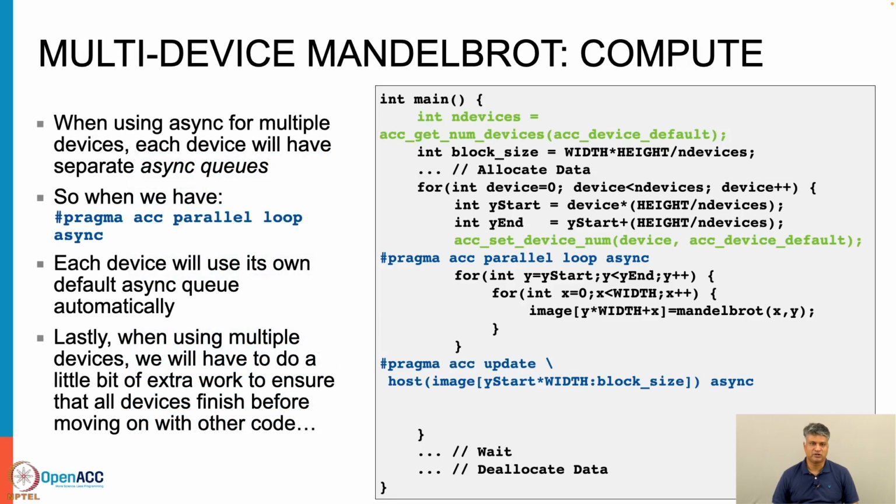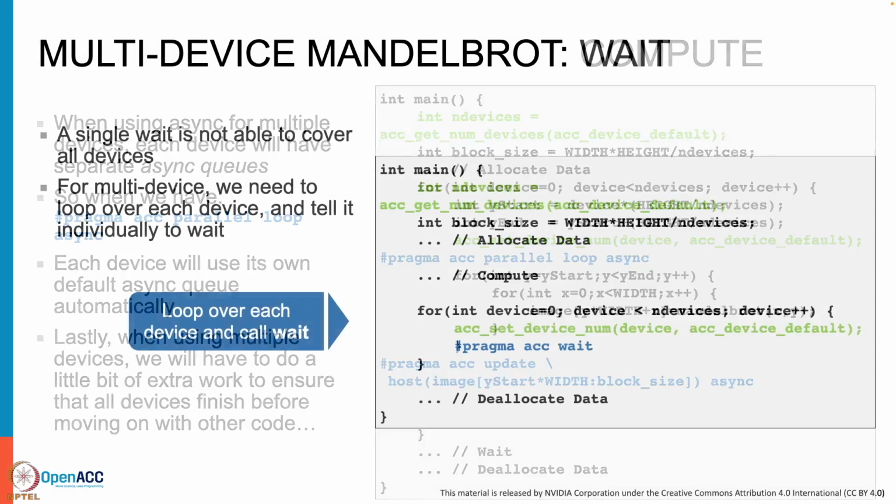When we are using async for multiple devices, each device will have separate async queues. So when we have pragma acc parallel loop async, each device will use its own default async queue automatically. Lastly, when using multiple devices, we will have to do a little bit of extra work to ensure that all devices finish before moving on with the other bits of the code.